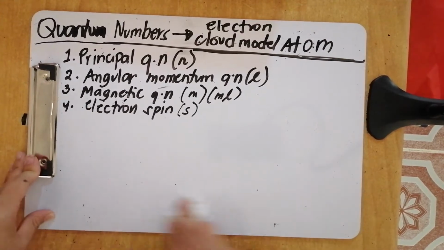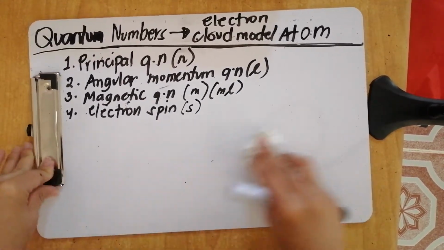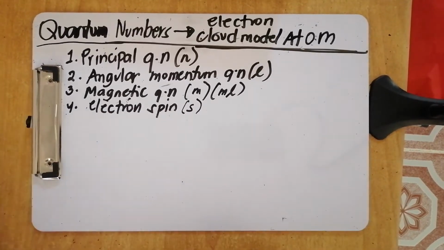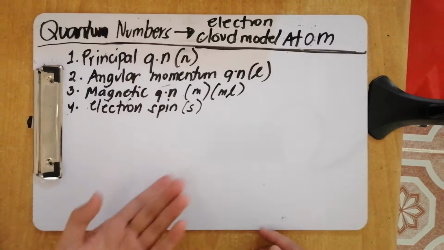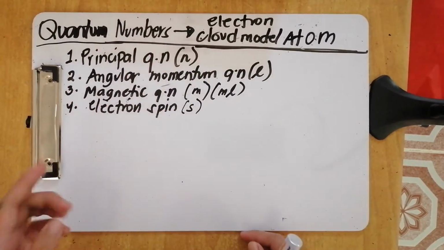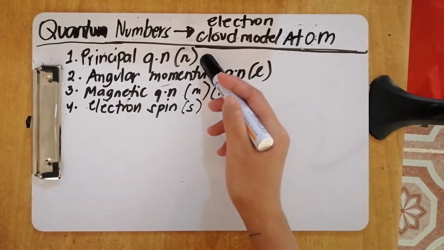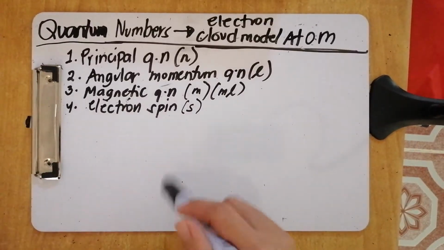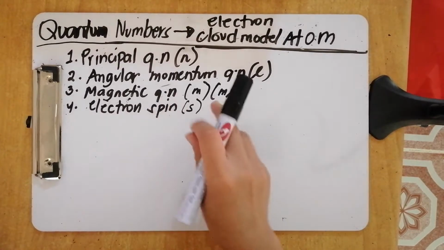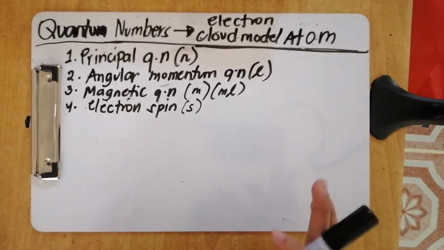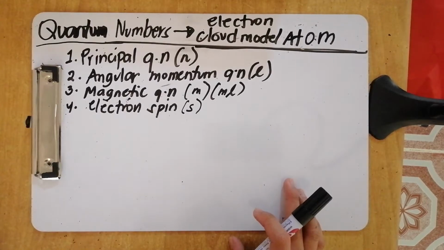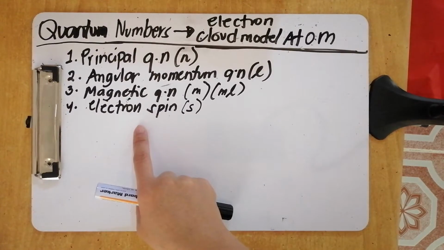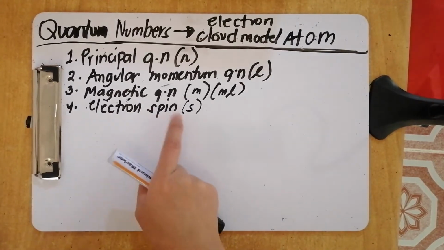There is Schrödinger and Heisenberg who developed a model of an atom that uses the electron cloud. So we have said a while ago, we discussed the quantum numbers. The principal quantum number is the main energy level, or that will tell you the size of the orbital. Okay, for the angular momentum, that will tell you the shape of the orbital. For magnetic, the orientation, and then for the electron spin, it is the spin, either clockwise or counterclockwise.